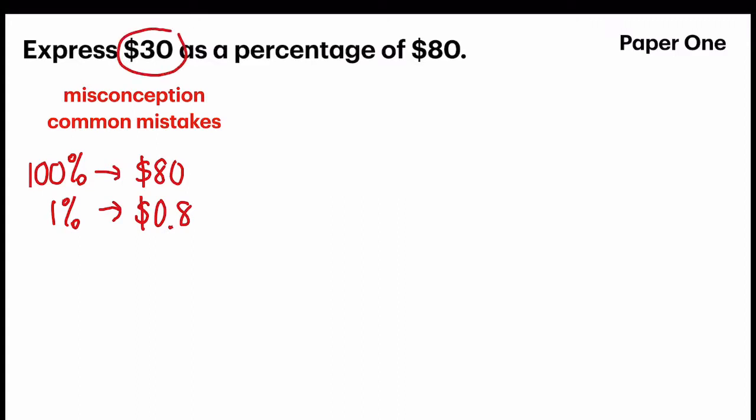So the first step that students would probably do was to find 100%, and they know in these terms is $80. And straight away they will find 1%. How to do so? Take $80 divided by 100 and they will get 0.8. So the next step, they know that they have to find $30, and since 1% is equal to 0.8, they will take $30 divided by 0.8.